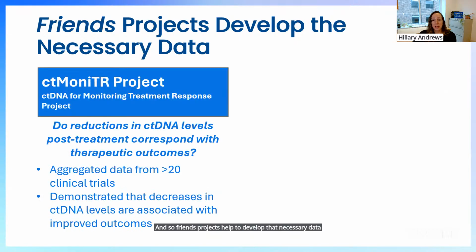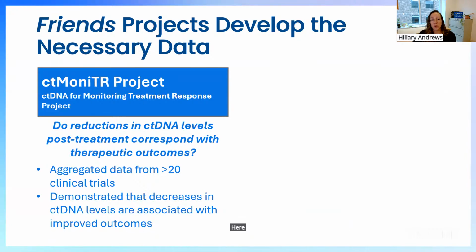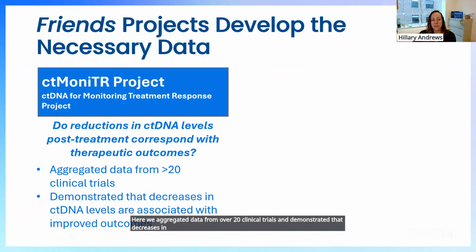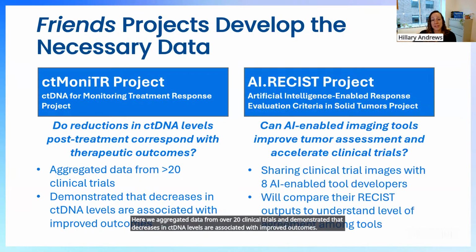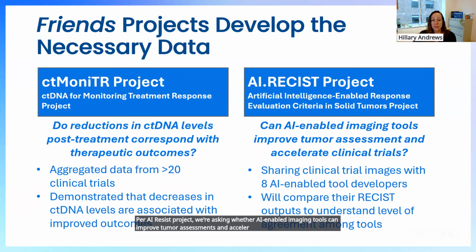The ctDNA Monitor project asked the question, do reductions in ctDNA levels post-treatment correspond with therapeutic outcomes? Here we aggregated data from over 20 clinical trials and demonstrated that decreases in ctDNA levels are associated with improved outcomes. For our AI RECIST project, we're asking whether AI-enabled imaging tools can improve tumor assessments and accelerate clinical trials.